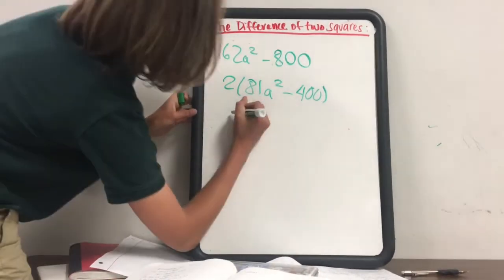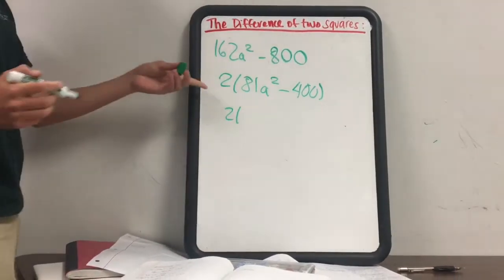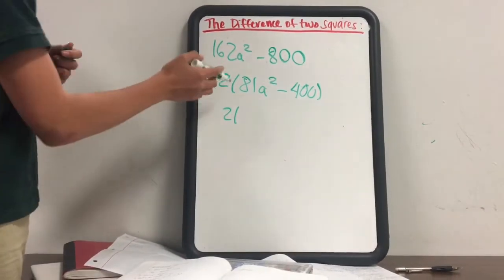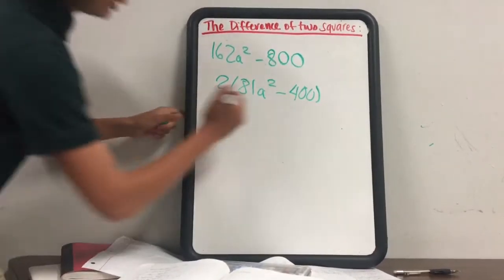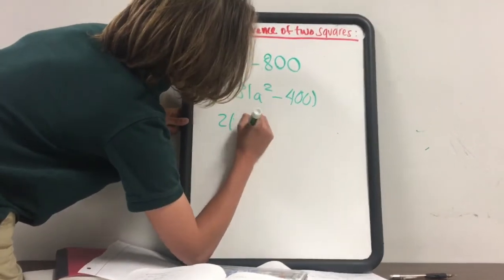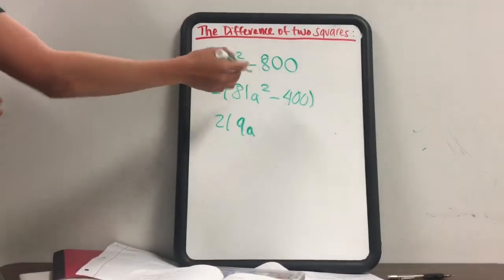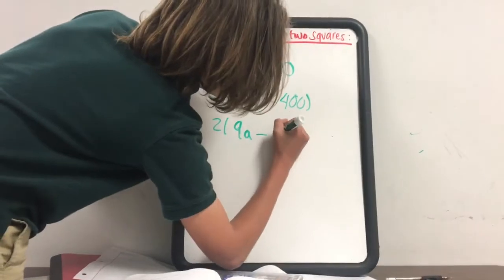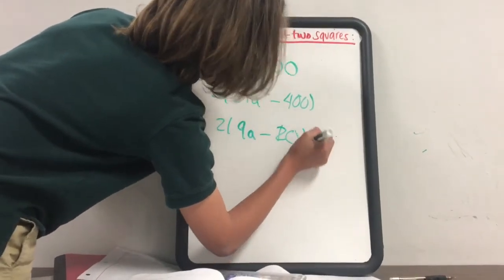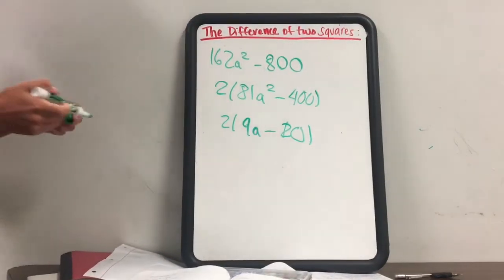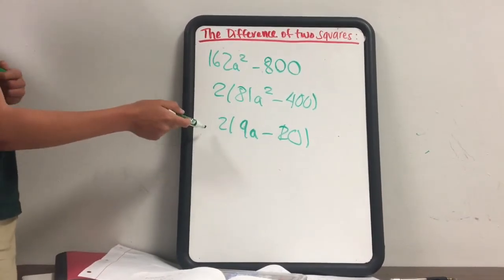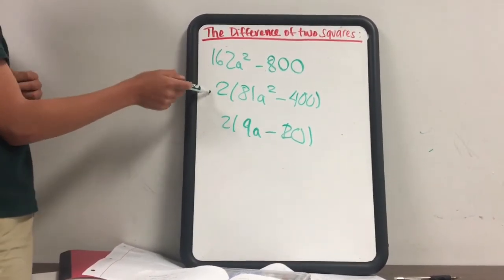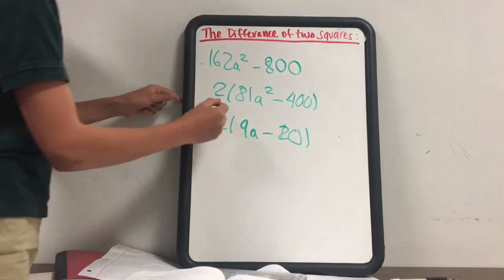So you bring the 2 back down again, and then you root both of these. So root 81a squared is equal to 9a, and then minus the perfect square root of 400, which is 20. So that's our final answer, and always make sure to bring down the 2, because that's what originally got you to here from the original problem. So yeah, that's our answer.